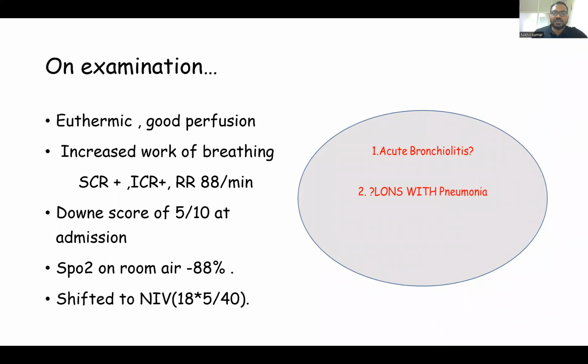SpO2 in room air was 88%, and the baby was put on NIV-IMV mode with a PIP of 18/5 and FiO2 of 40%. On that, the respiratory distress settled, and the Downes score after NIV came to 2/10. The initial diagnosis of this baby was similar: our initial impression was acute bronchiolitis, and second was late onset neonatal sepsis with pneumonia.